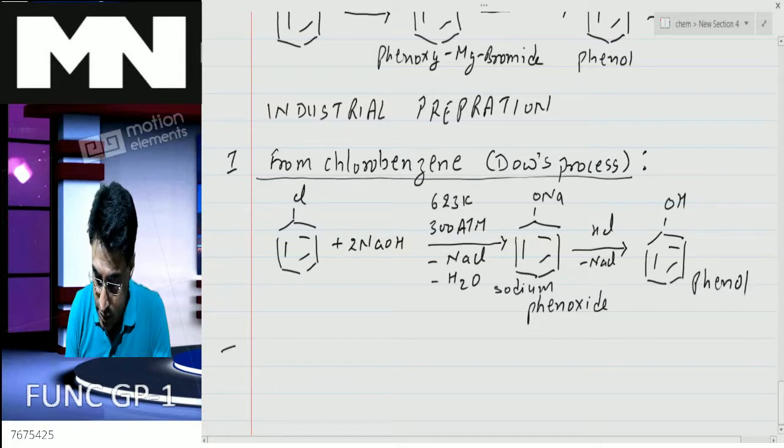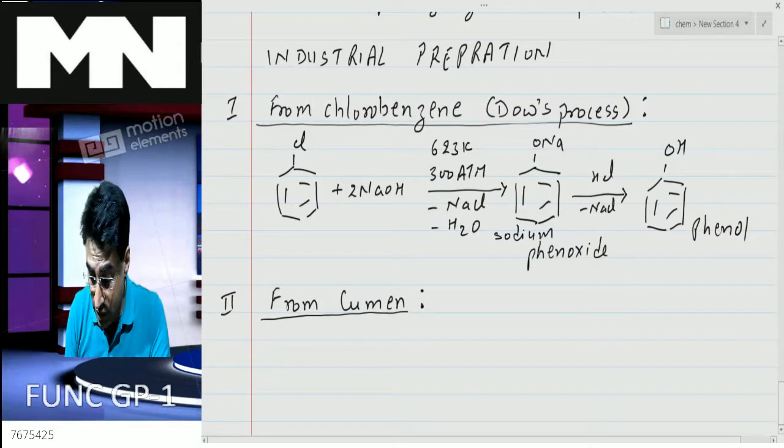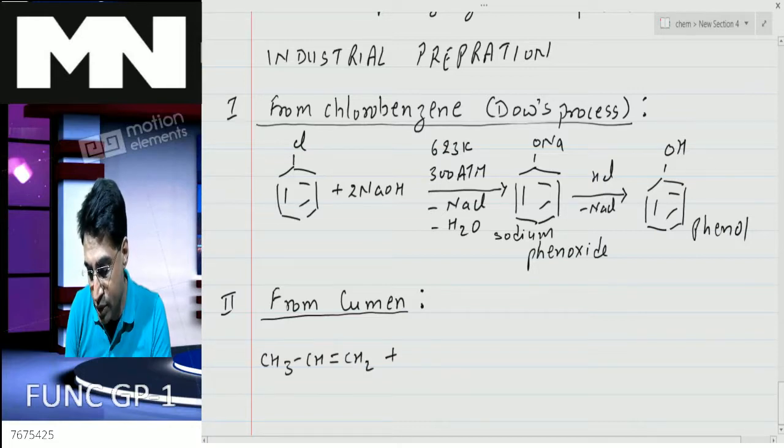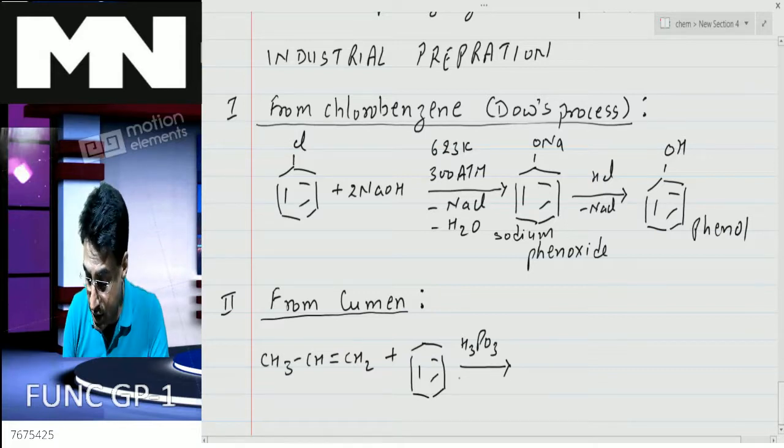So next one is from cumene. We'll see how we can prepare phenol from cumene. Well, for that I need a molecule of propene. If I react it with benzene in the presence of H3PO3, which is used as a catalyst, you will see Friedel-Crafts alkylation in this case.